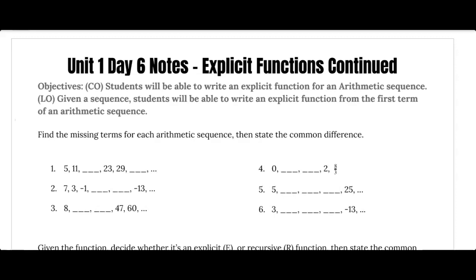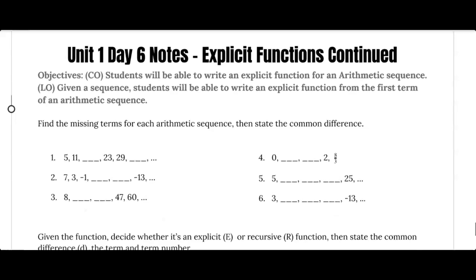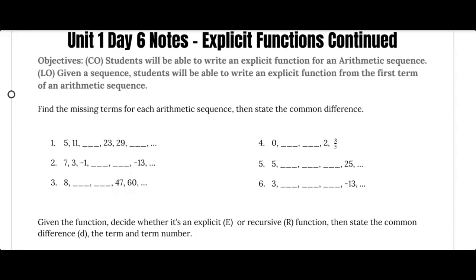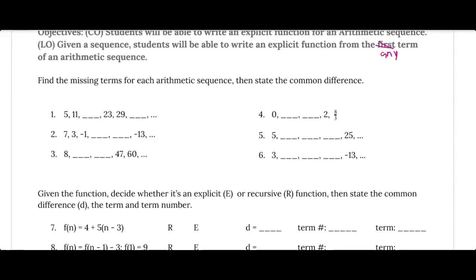Okay, so in this video, we are going to take a deeper look into explicit functions. Our objective is still the same as before. Students will be able to write an explicit function for an arithmetic sequence. Given a sequence, students will be able to write an explicit function from the first term of an arithmetic sequence. And actually, in this one, it's going to be from any term in our sequence. So let's start off here finding the missing terms of each arithmetic sequence and then stating the common difference.